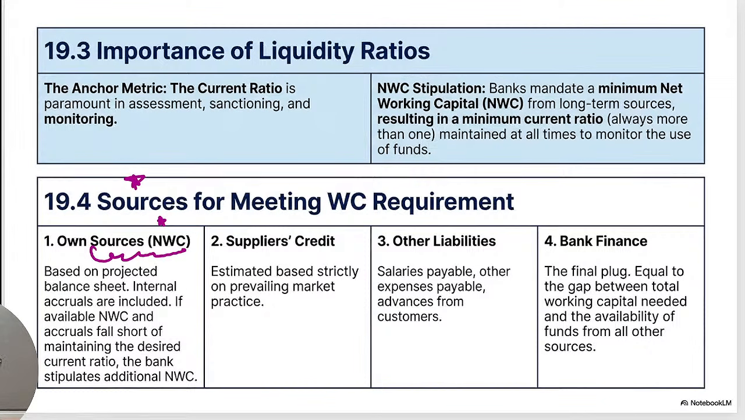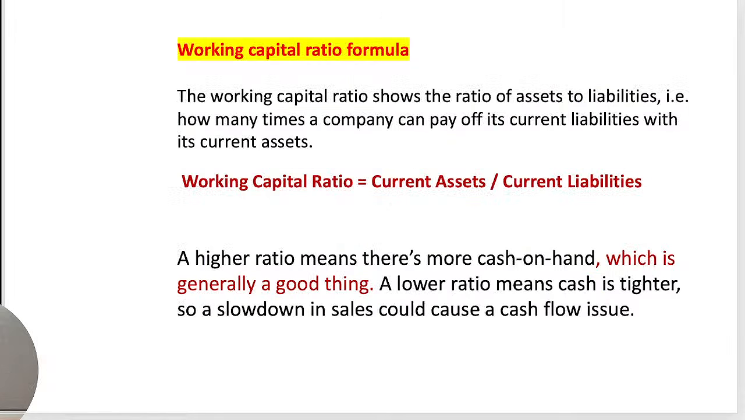And net working capital is basically the contribution from the long term sources. So when it comes to suppliers credit, this depends on the market conditions, how quickly they are providing the money. Other liabilities like salaries and all, and bank finance, where we take the loan, working capital loan and others. The ratio will remain the same.